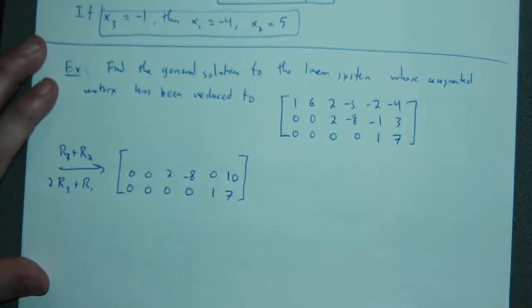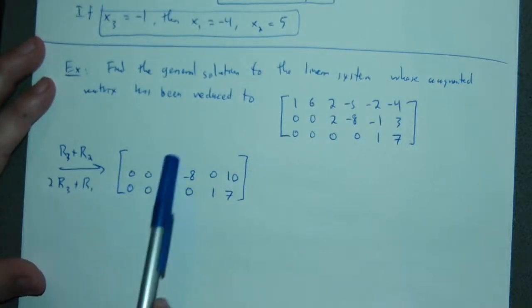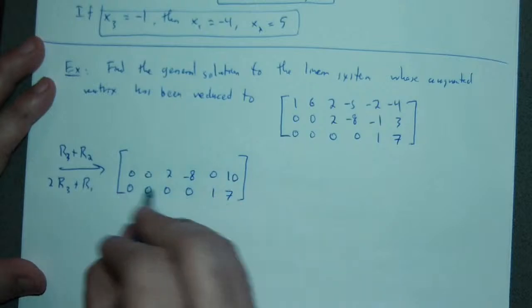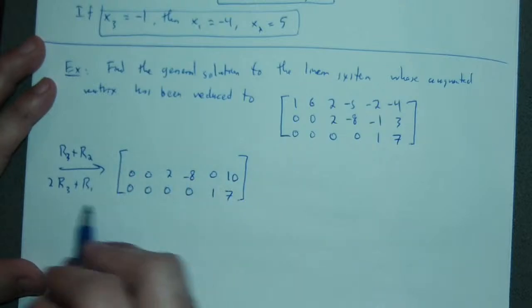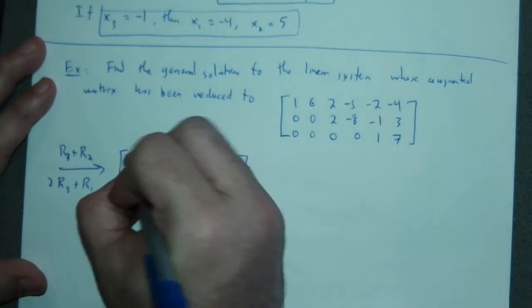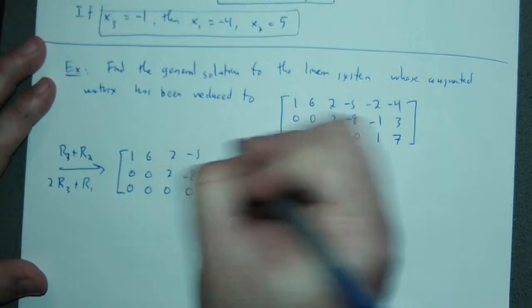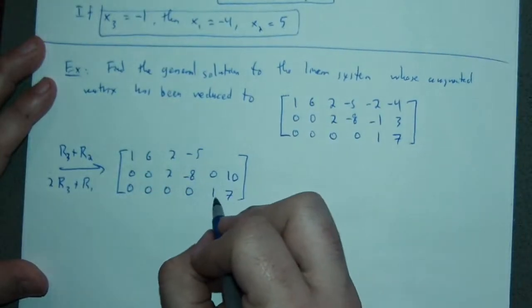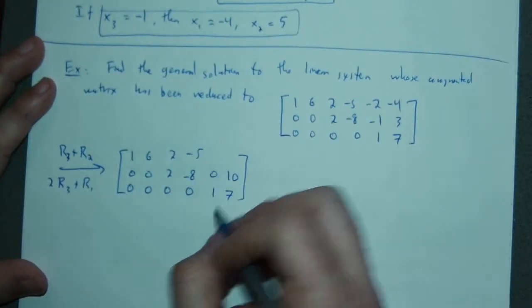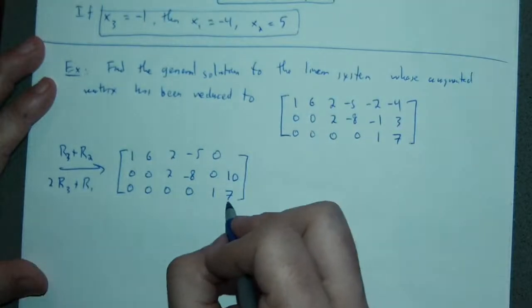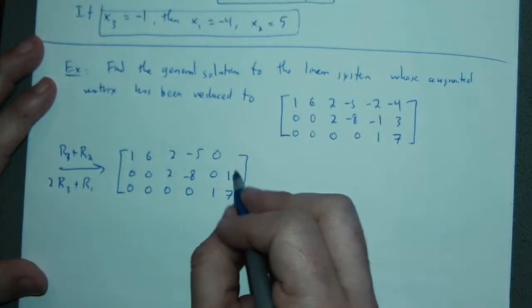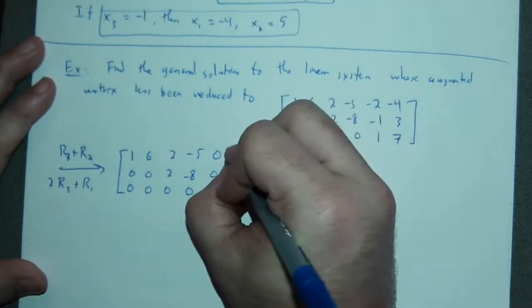Okay, and then 2 times row 3 plus row 1. For the first 4 entries, nothing is changed because 2 times 0 is 0. So this is 1, 6, 2, minus 5. And then here I have 2 times 1 plus minus 2, so that's 0. And now I have 2 times 7, which is 14, plus minus 4, which is 10.